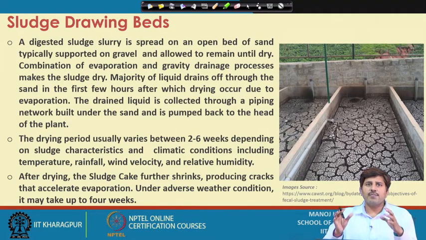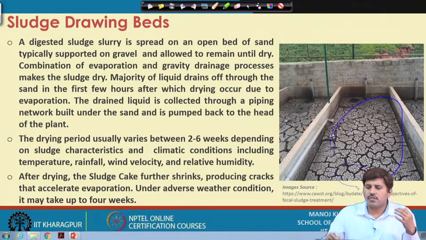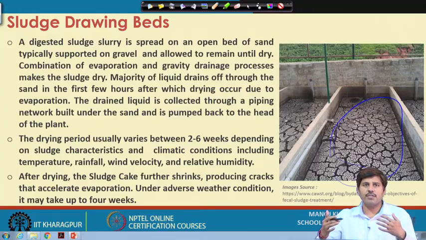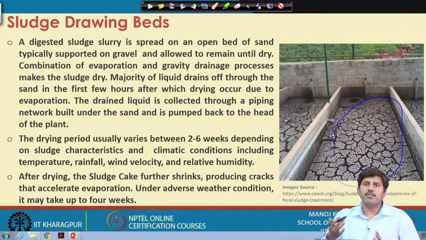Then the sludge drying beds. A typical sludge drying bed would traditionally look like this. Now, what happens is that the digested sludge slurry which comes after the sludge digestion and conditioning, which is an optional step, but if you provide conditioning, the conditioned sludge is spread on an open bed of sand, typically supported on gravel, and allowed to remain until it becomes dry.